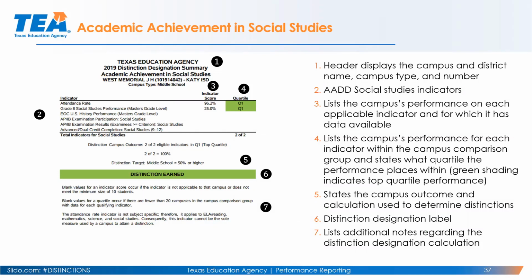So for this junior high, for social studies, we have 2 indicators of data available, and this campus places in the top quartile for both. So 2 out of 2, or 100%. The distinction target for middle schools is 50% or higher. So in section 6, we have a distinction earned for this junior high campus. And section 7 would list any additional notes regarding this distinction designation.